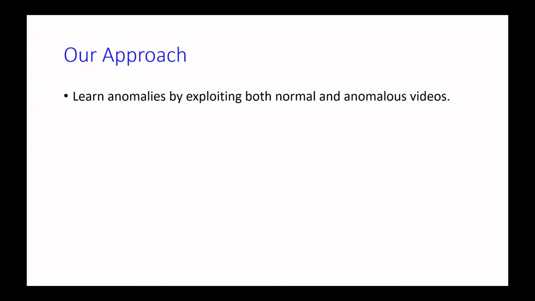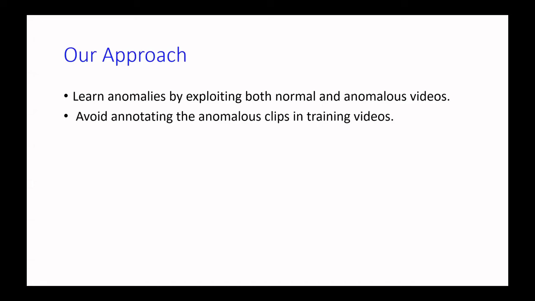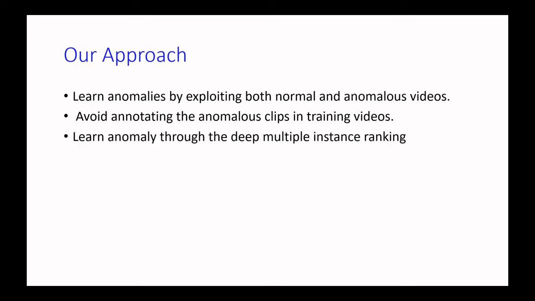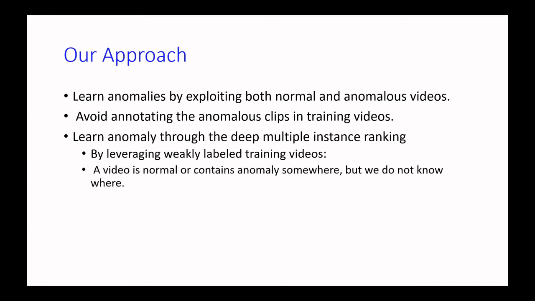So we collected a data set, which is very popular, and we solved the problem. Now it's not easy to go through these videos and annotate where it's normal, where it's abnormal. So we wanted to avoid annotating clips, but we wanted to have weakly supervised learning. When you have annotation, then it's fully supervised. So we use this multiple instance ranking and weakly supervised approach. So we have a video and we know there's an anomaly, but we don't know where it is.